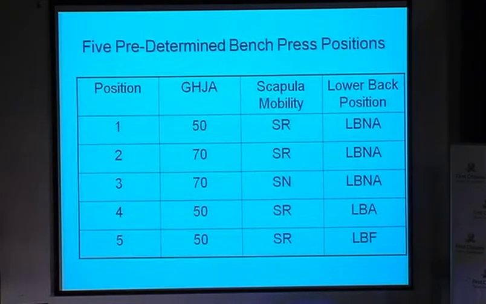So we have 5 predetermined bench press positions here. We want to look at scapular mobility and lower back orientation. So what we did, to look at the effect of scapular mobility on EMG activity, we looked at positions 2 and position 3. We fixed glenohumeral joint angle at 70 degrees. This SR that you see here, whenever you see this acronym, it's when we use the pool noodle on the surface. SN would be a flat surface. And then we had lower back orientations fixed at naturally arched for positions 2 and 3.